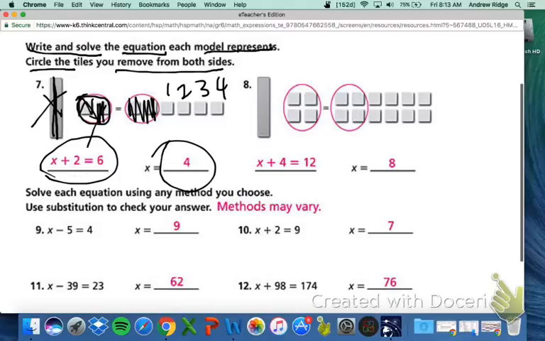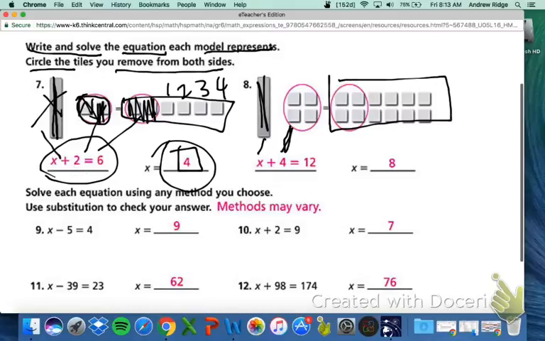X plus 2 is equal to 6. We take away 2 from both sides, and we're left with 4. Just another way of looking at the same process. Once again, we have this x variable, right? We're adding 4 to it, and that is equal to this group of 12. So whatever x is, you add 4 to it, you get 12. So let's take 4 away from both sides, and what we're left with is x equals 8.